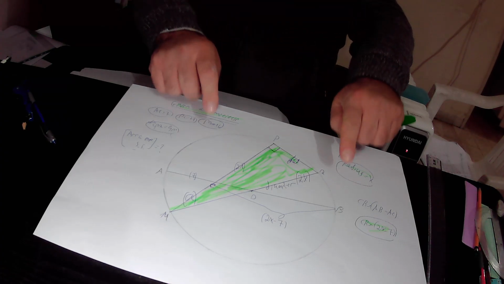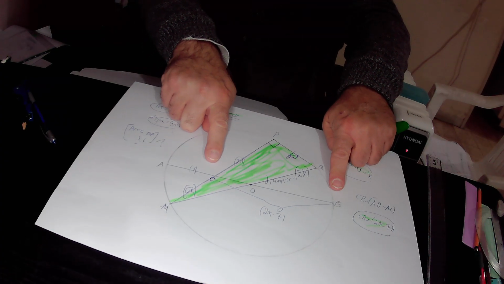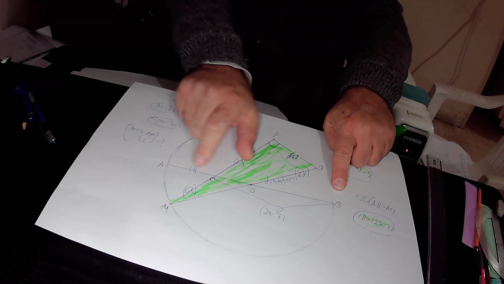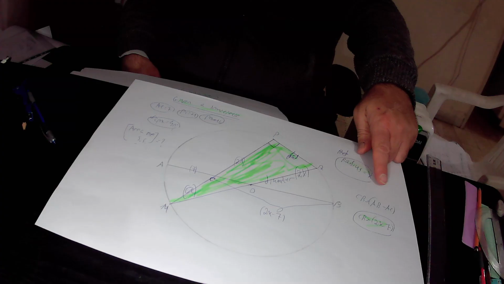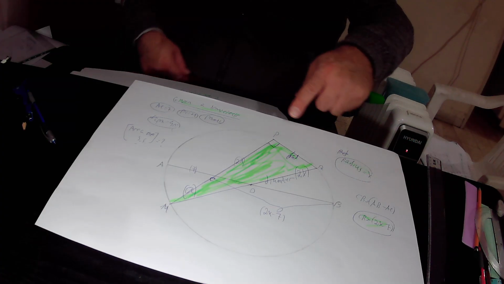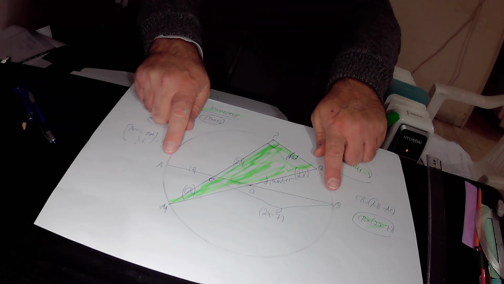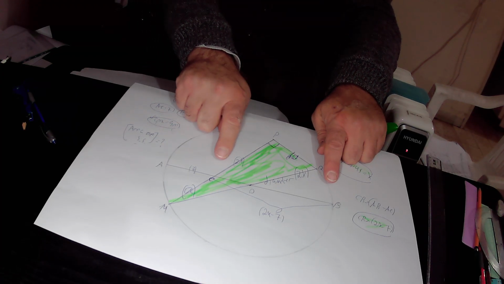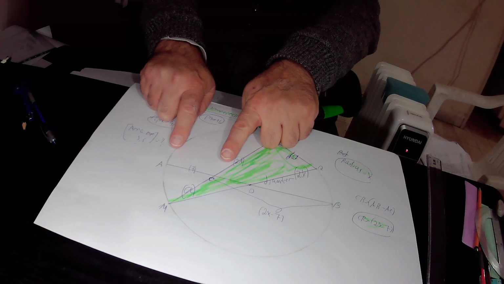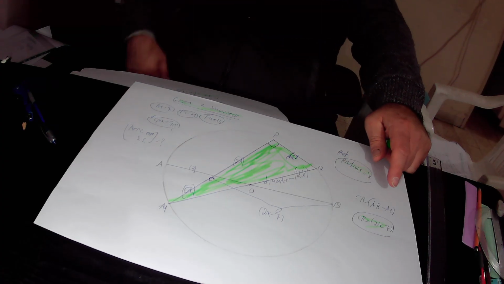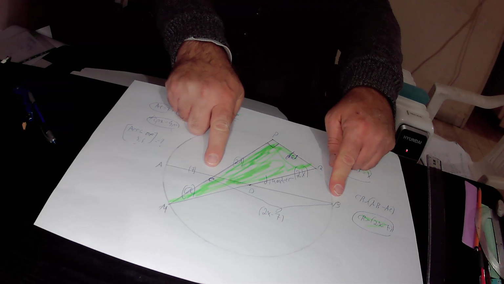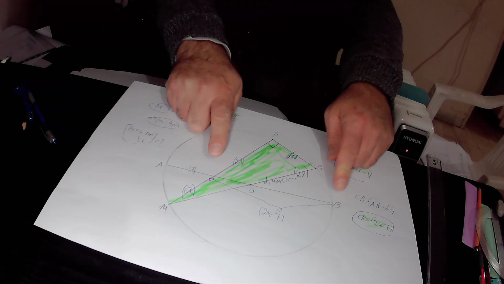Therefore the missing side CB equals AB minus AC. AB is the diameter, which is 2x, minus AC, which is 7. So we found that CB equals 2x minus 7 units in length.